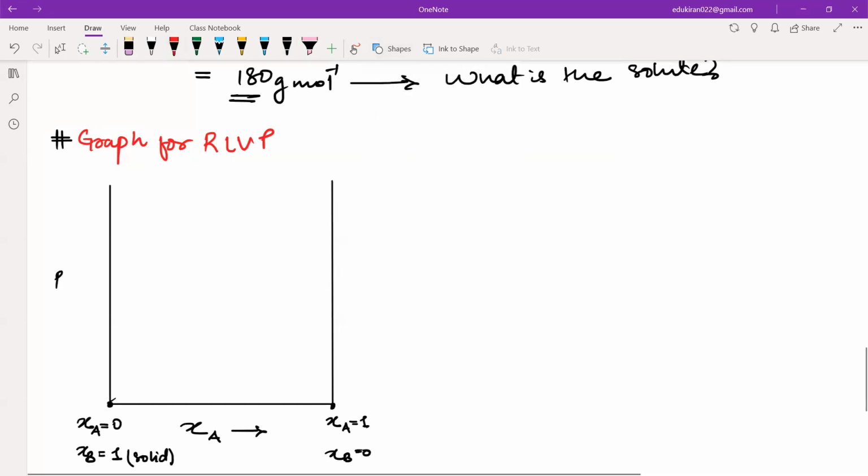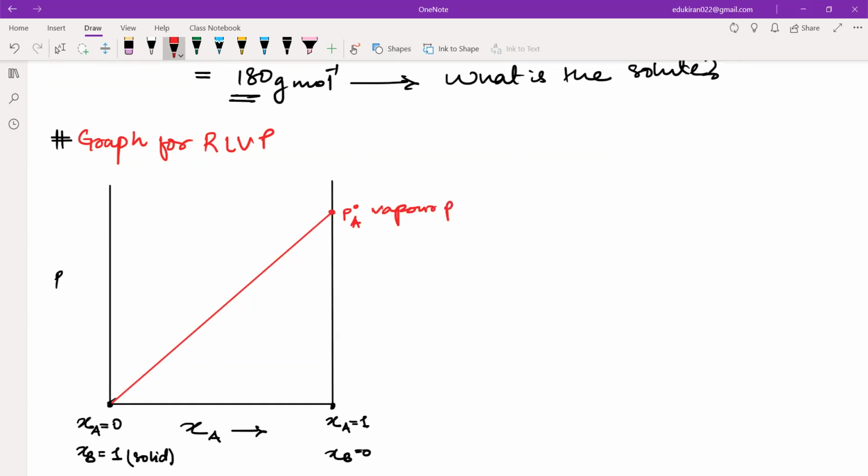So यहाँ पे आपके पास जो plot होगा वो कुछ इस तरह का आएगा. So from 0, and this is reaching P naught of A. ठीक है? It's very simple graph. This point here is the P naught of A, the vapor pressure of pure A, or vapor pressure of pure solvent. Please write this down.